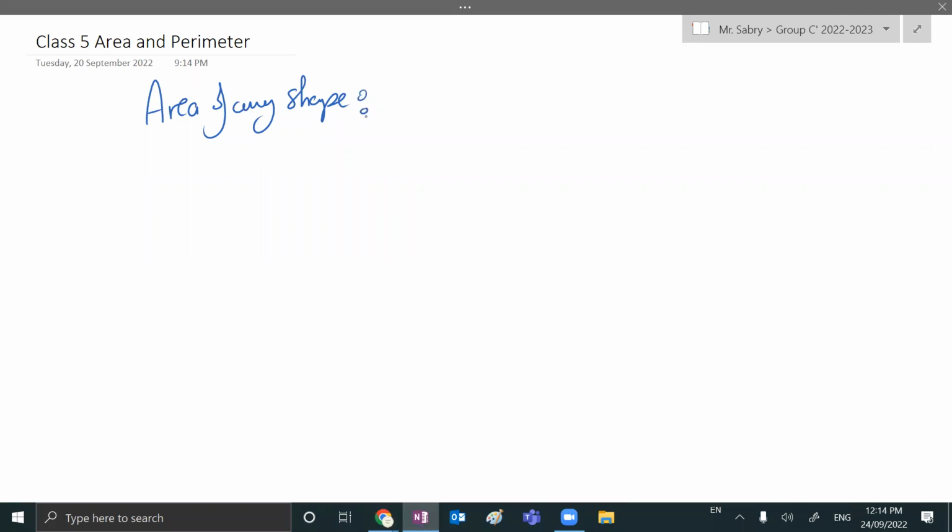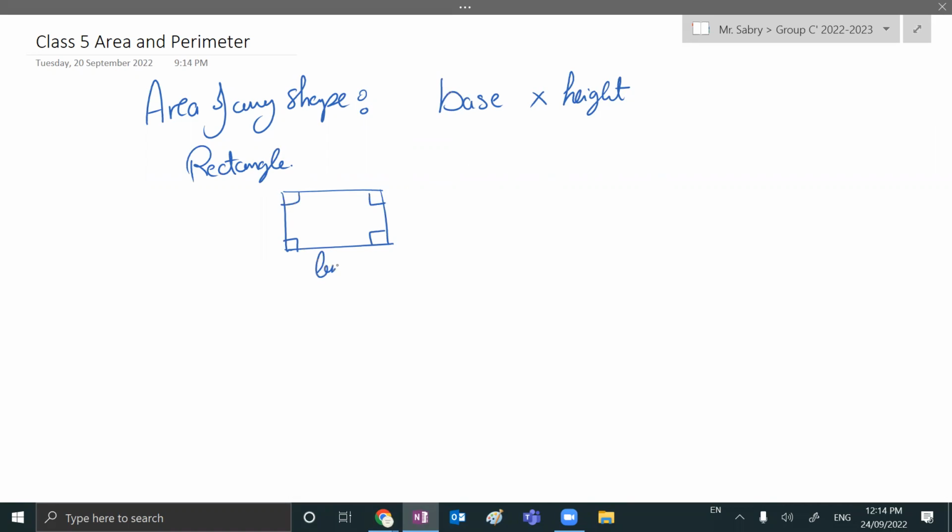So the area of any shape in the world is mainly base times height. And the only difference is in the name of the base and the name of the height. So for example, if we're talking about a rectangle, the rectangle looks like this, and we call the longer side length, and the shorter side width.